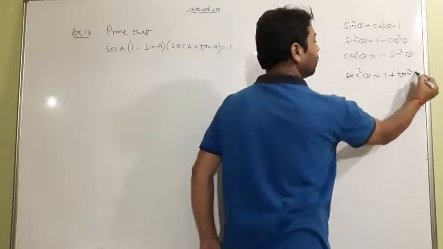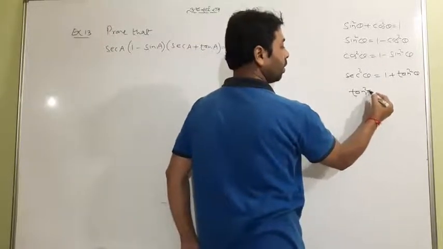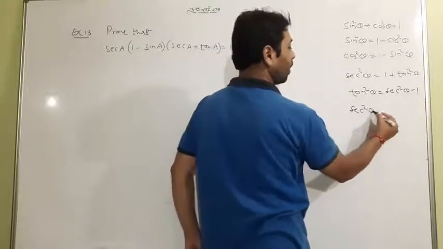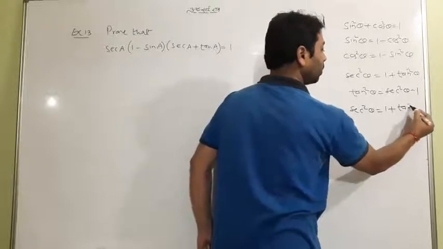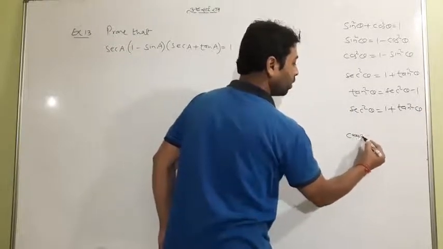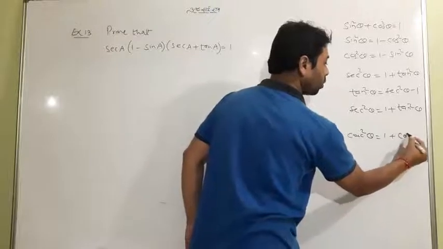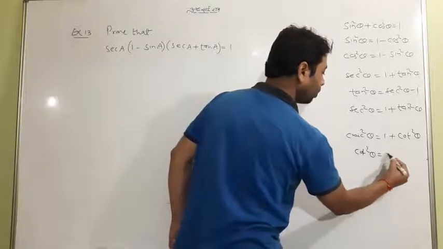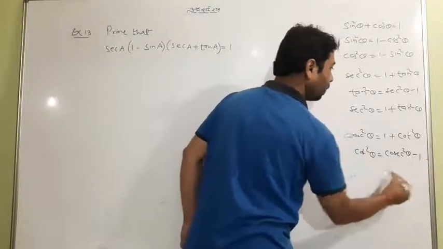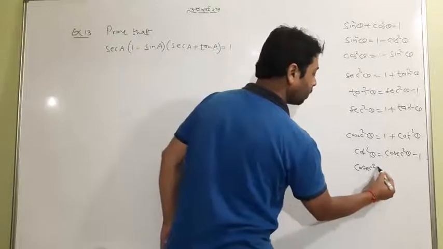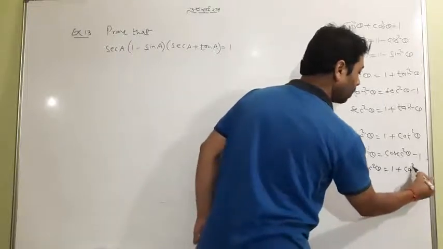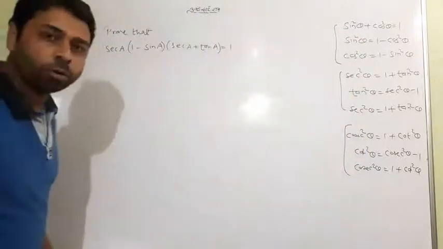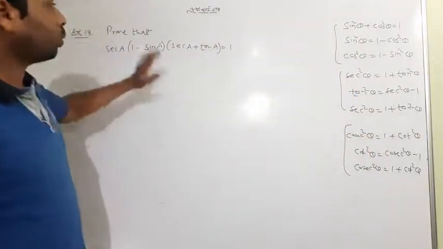1 plus tan square theta equals sec square theta, tan square theta equals sec square theta minus 1. Similarly, cosec square theta equals 1 plus cot square theta, cot square theta equals cosec square theta minus 1, and lastly cosec square theta is equal to 1 plus cot square theta. These are the main identities which I made you write yesterday. This question is now based on that.